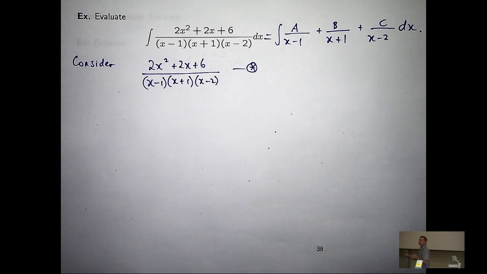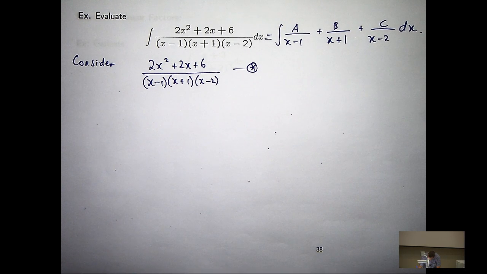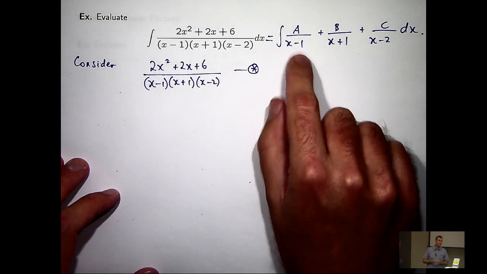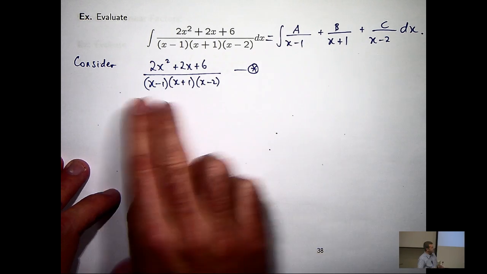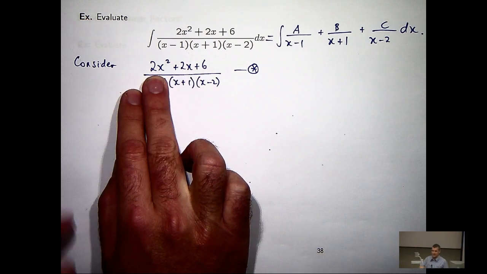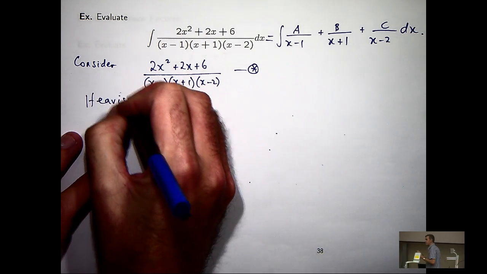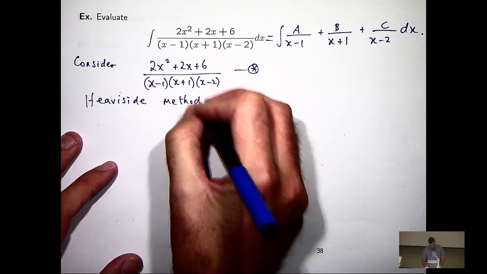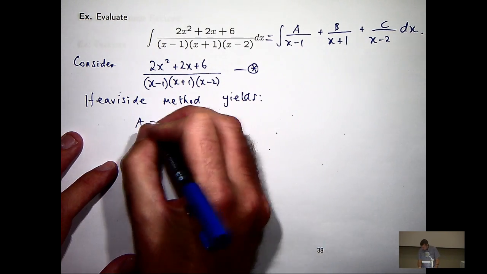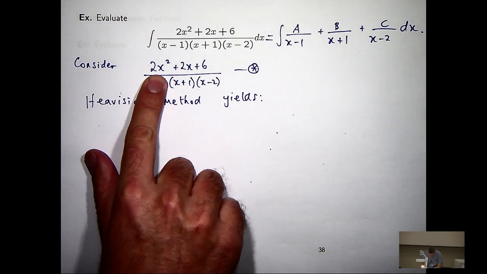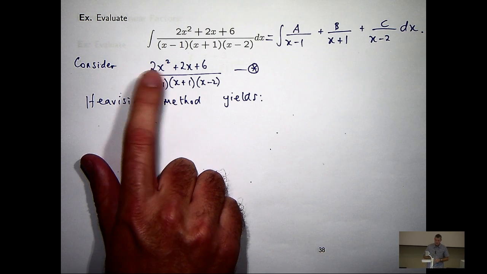All right, so just to step through the process once more. The Heaviside cover-up method. It's great. To get our letter A, it lies above x minus 1. So you cover up x minus 1 and you substitute in x equals positive 1. A is going to be what's remaining here with x equals positive 1.